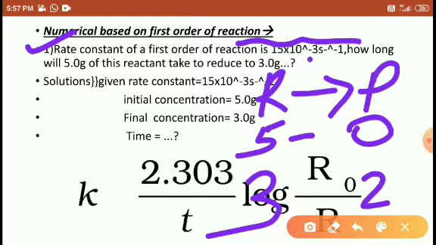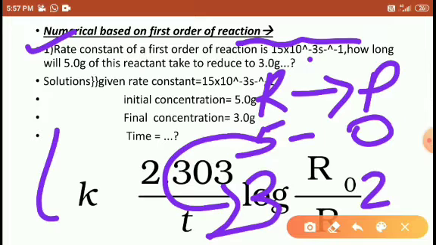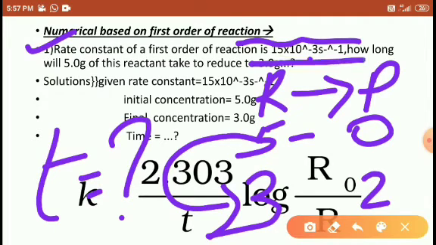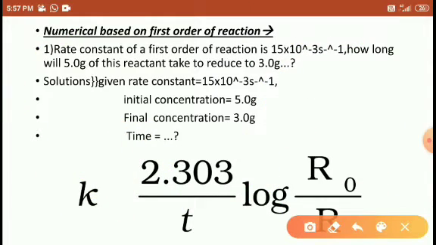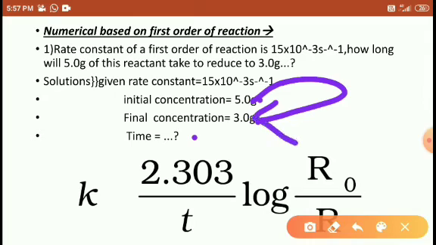So when it goes from 5 gram to 3 gram, how much time is required with this rate constant? So the rate constant is given here in the solution: rate constant 50 into 10 to the power of minus 3, initial concentration 5 gram, final concentration 3 gram. This is the time we have to find. When the reactant converts from 5 gram to 3 gram, how much time is required?